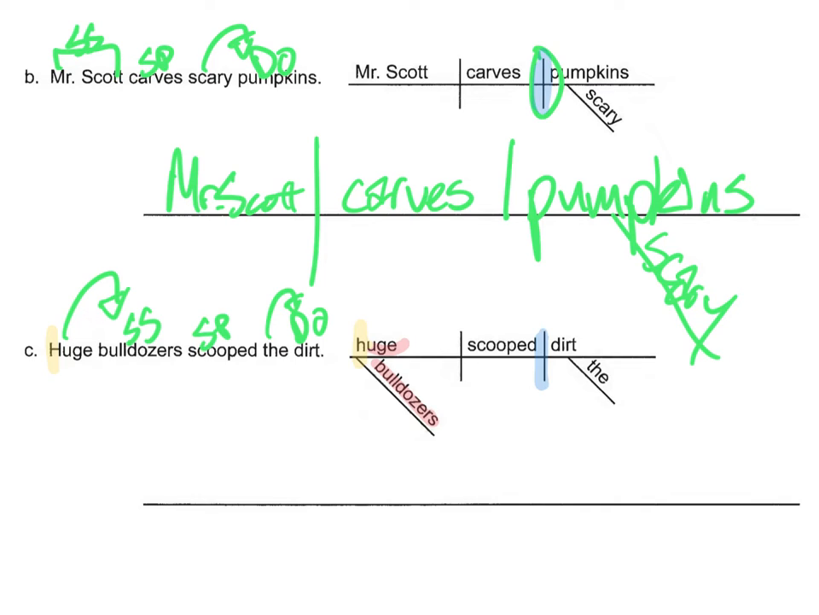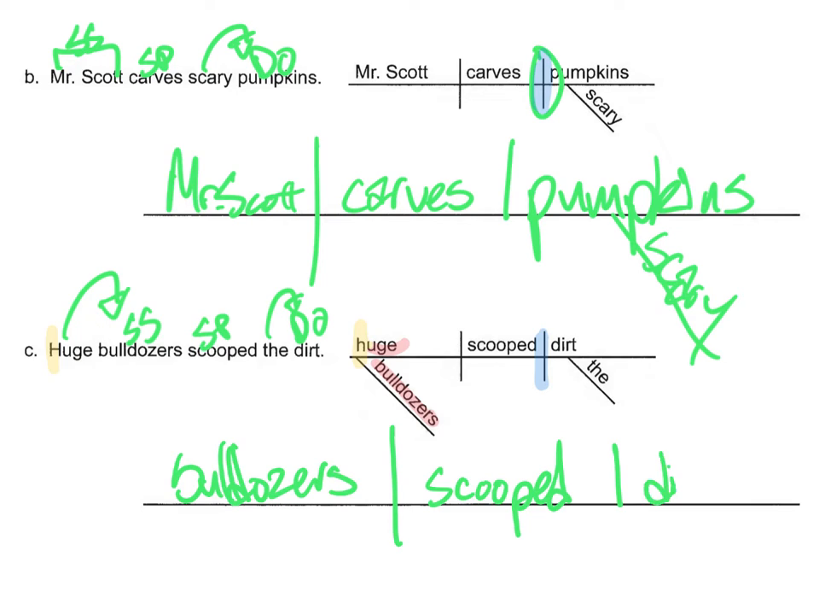So let's diagram this correctly. Bulldozers, scooped, dirt. I see that up above, I have two arrows, so I know I need two lines. Here's a line, here's a line. Huge, the. Okay, let's keep going.